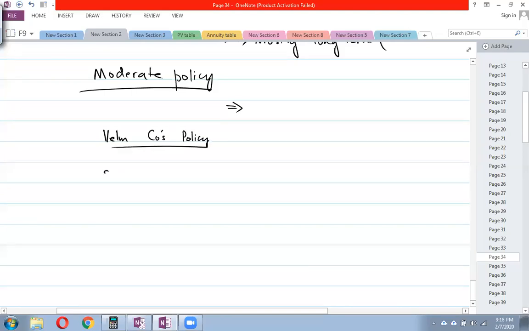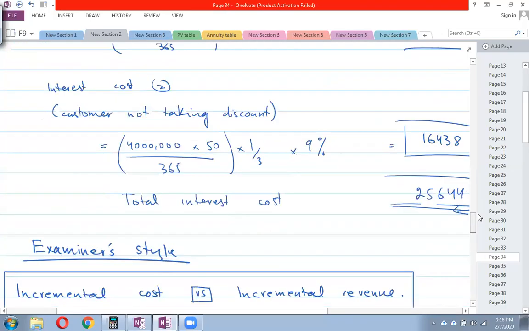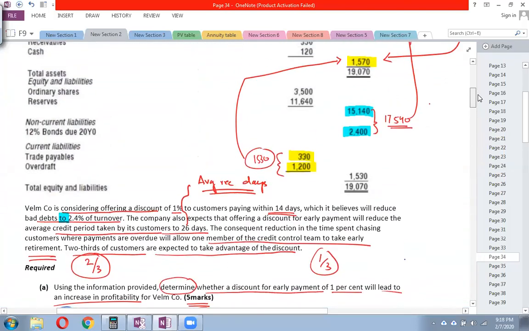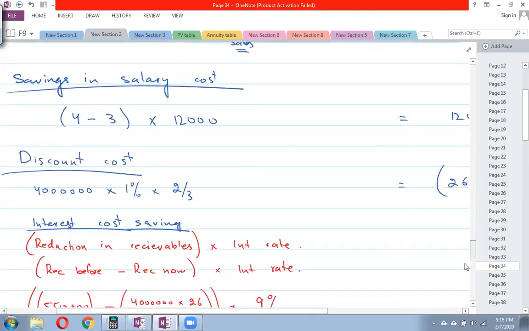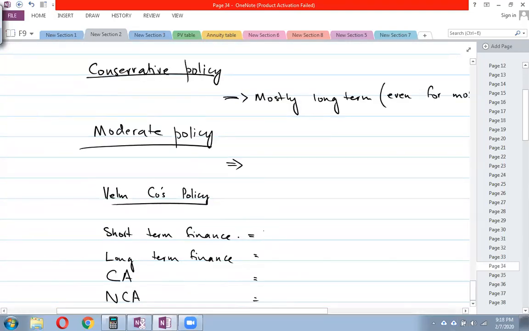Right? Short-term finance, long-term finance, current assets, non-current assets. We know that the short-term finance is, if you add these two together, 1200 plus 330, it is 1530.